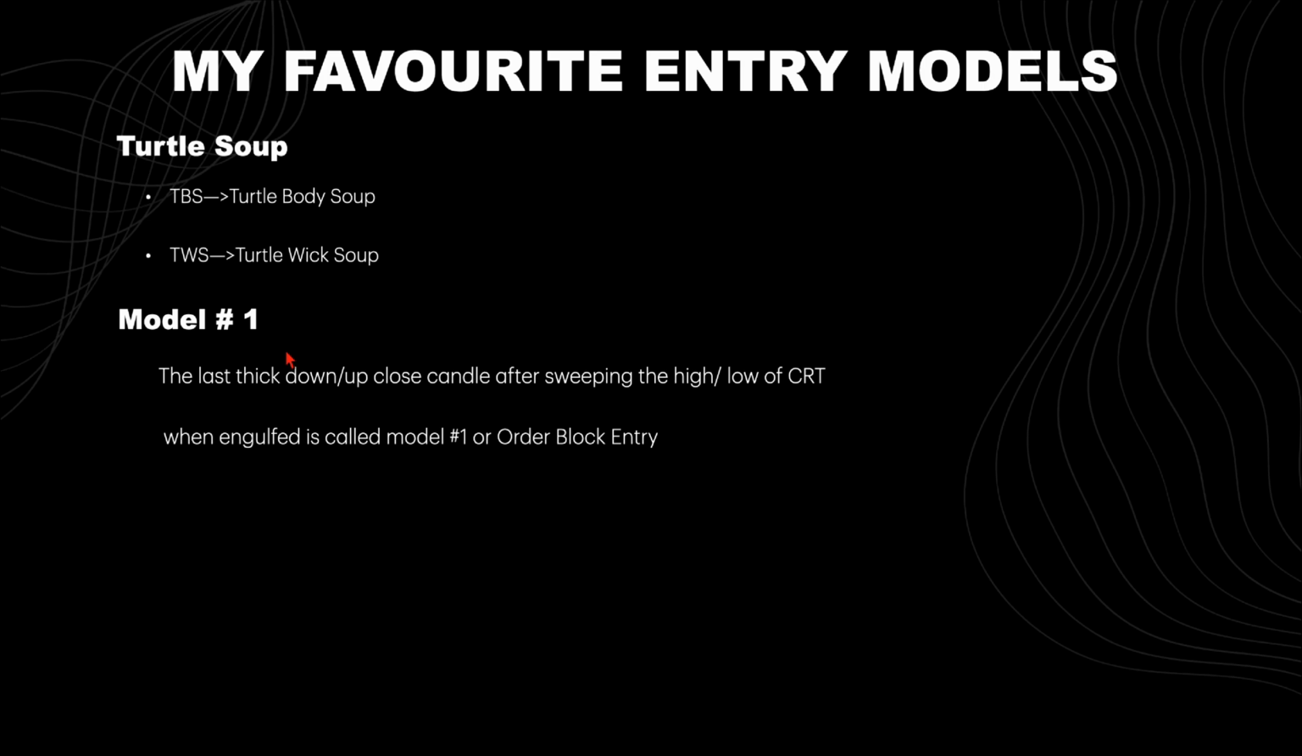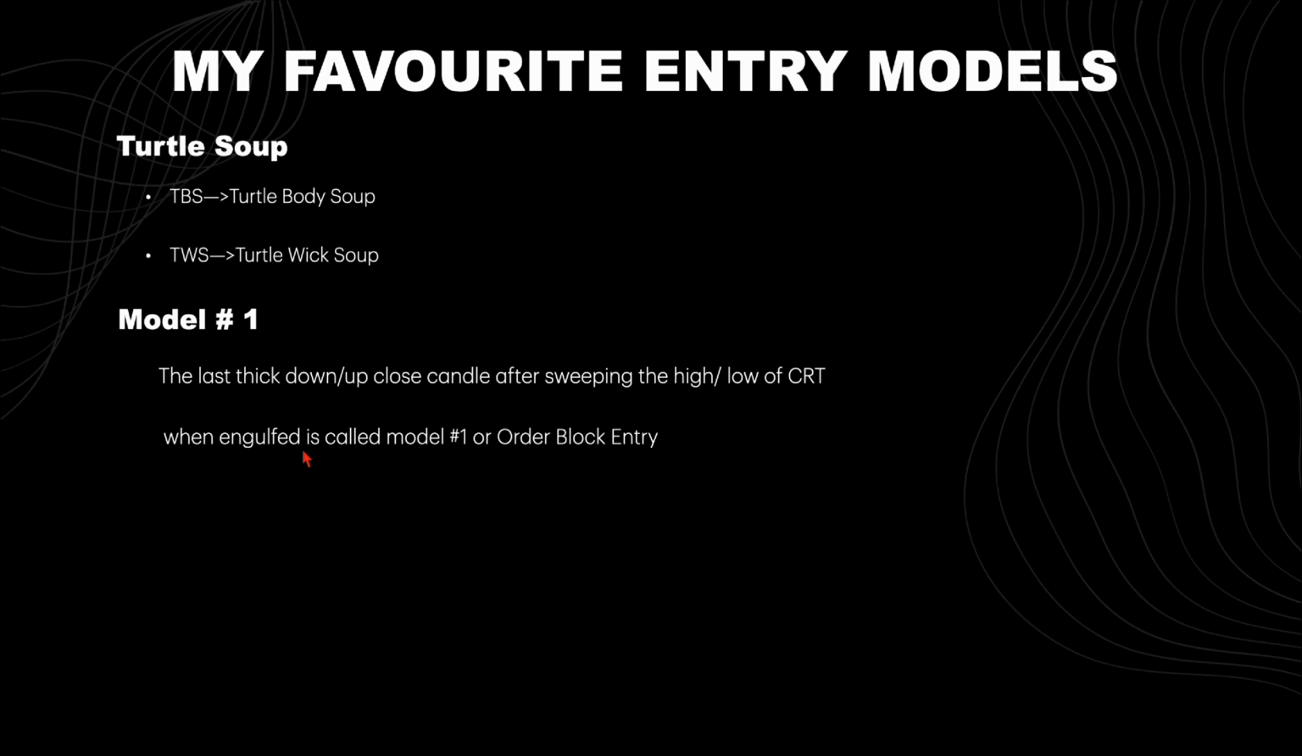Next, let's discuss Model 1, also known as the order block entry, or CSD. When the high or low of the CRT is swept, we identify the last down or up close candle. When this candle gets engulfed, it acts as a strong confirmation for entry. Now, what is meant by engulf? When the last down or up close candle sweeps the high or low, and the next candle or bunch of candles closes above or below, that indicates a change in state of delivery, or CSD. This model is excellent for capturing major reversals with confirmation in the market, and offers a structured way to execute trades.